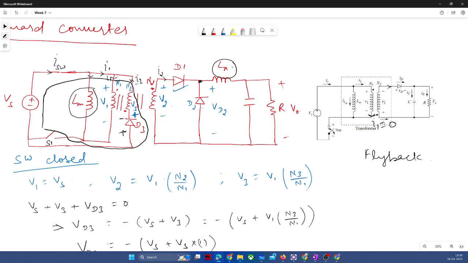Sir, in the forward converter, when the switch is off... I think we have completed the on time discussion. Is there anything remaining on the on time, sir? I just finished the on period when the switch is closed. I am about to start when the switch is off.